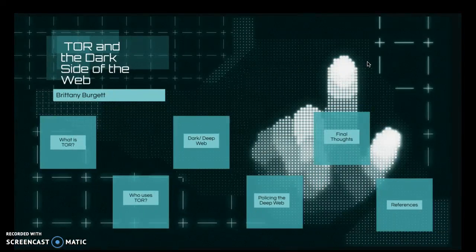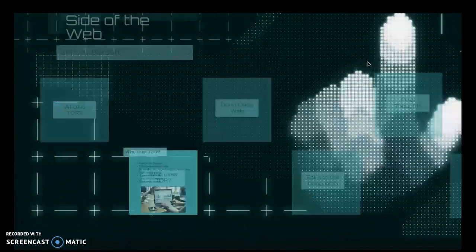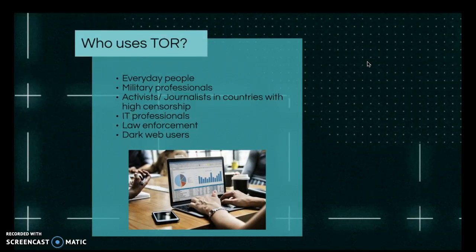So now that we've described what Tor is, we're going to talk about who uses Tor. So everyday people concerned about their internet safety, military professionals, activists, and journalists in countries with high censorship, but also journalists here in the US or any other country without high censorship that need to research a topic that they don't want others to see. IT professionals, law enforcement, and of course, people who want access to the dark web.